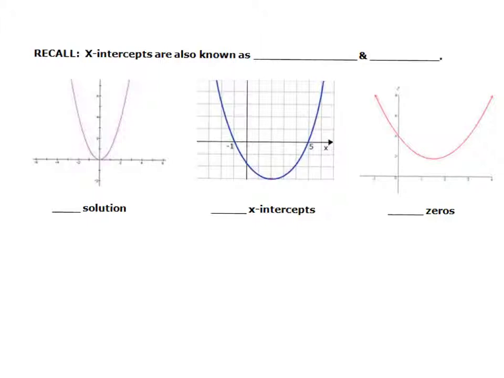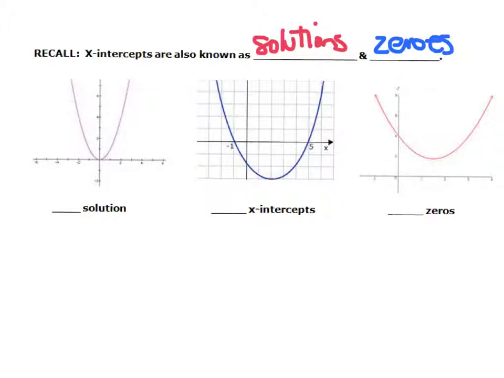Recall that x-intercepts are also known as two very special things. They're known as solutions, or they're also known as zeros. What I have here are 3 different examples, and I want us to focus on where our solutions are. Where are the zeros? Where are the x-intercepts?